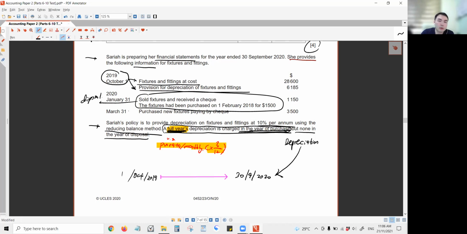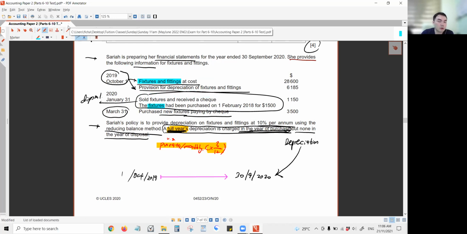And then on this day, you bought new fixtures paying by cheque. Let me interpret for you here. Initially you have a lot of fixtures and fittings at the beginning of the year, and then you sold off certain fixtures. You didn't sell off everything you have, but you sold off certain fixtures only. And at the same time, you also bought a new fixture.